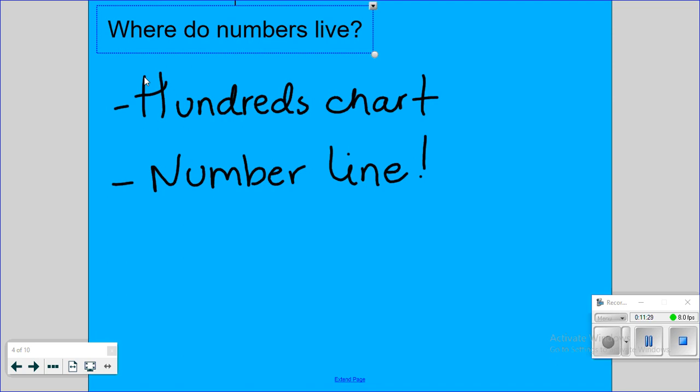Some of you have played that learning game where you zoom back and forth. I think it's a frog. Yeah, it's a frog. Because every number lives on a number line. Every number lives on a number line.